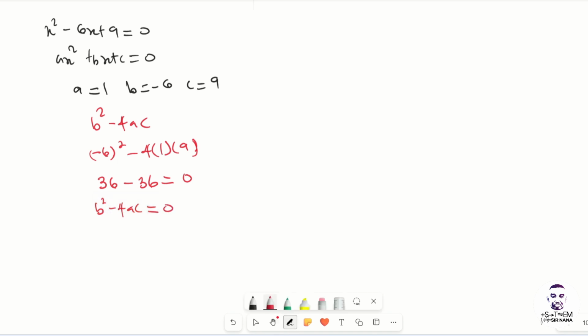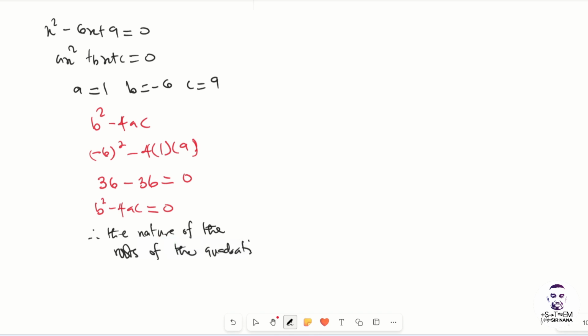And so therefore we can conclude that the nature of the roots of the quadratic equation is real and equal. So equal and real roots.